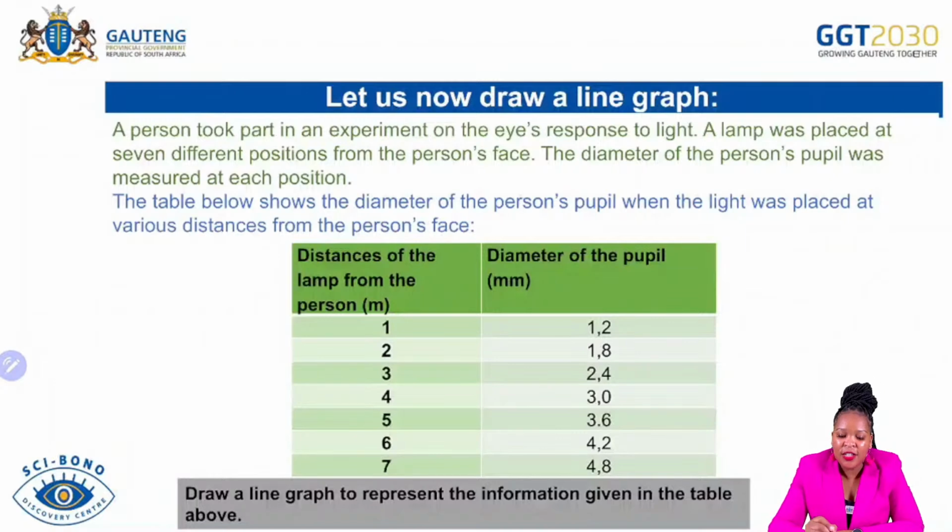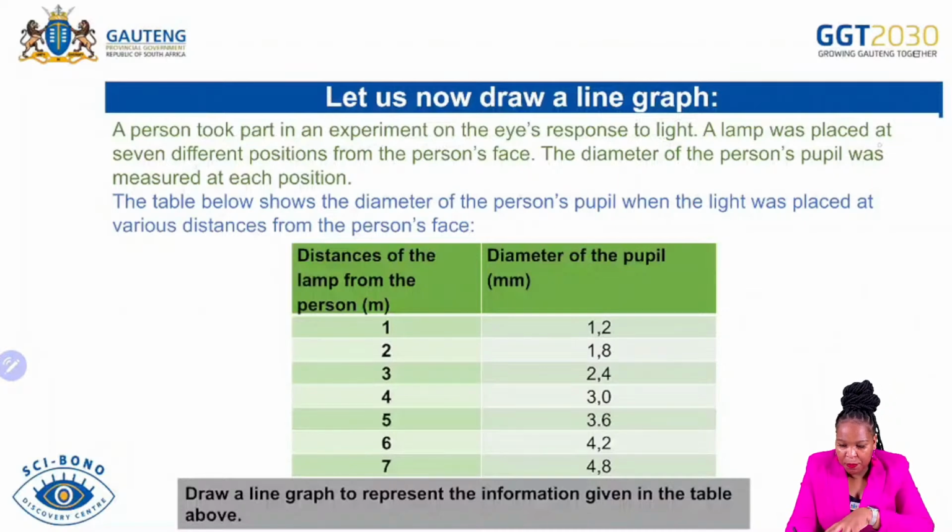Now let us draw a line graph from an activity. Let's just read what was happening here before we attempt to check our data or our results. A person took part in an experiment on the eye's response to light.